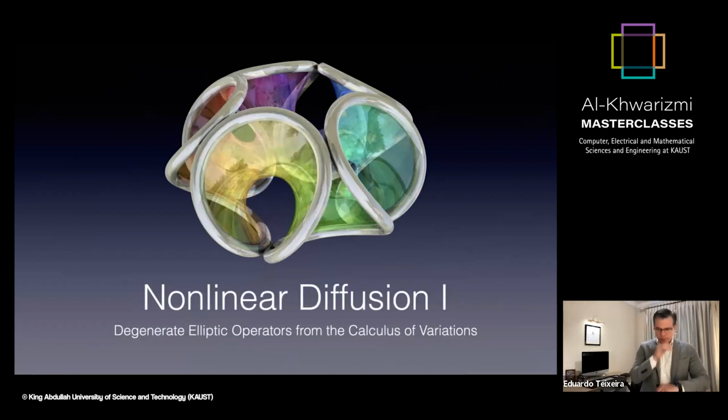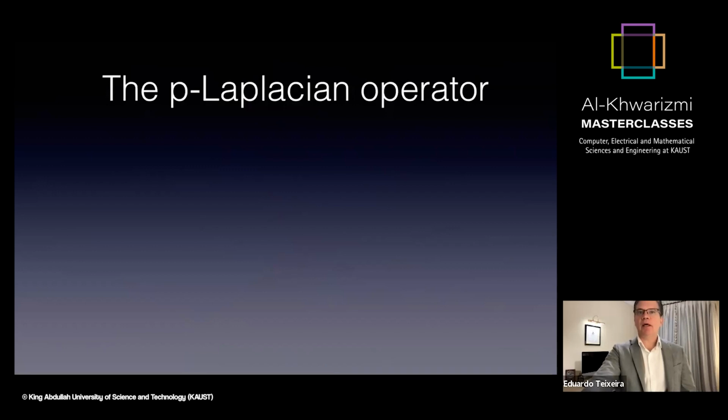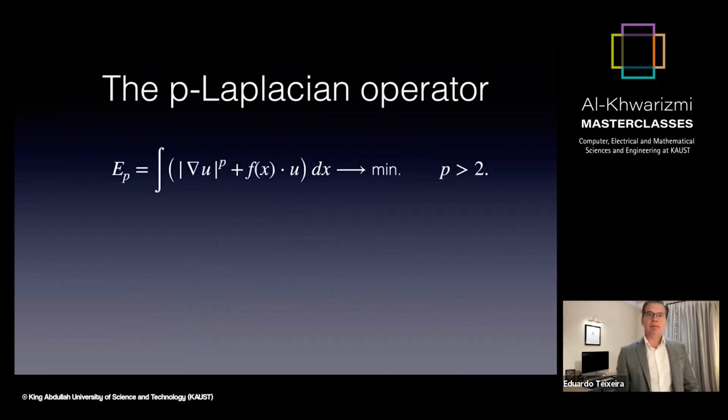Okay, so let me explain two models of nonlinear diffusion. The first one is one that appeared yesterday in Professor Urbano's talk, the P-Laplacian. Let me explain the P-Laplacian in a didactical fashion. The P-Laplacian appears in the calculus of variations. You minimize the P-Dirichlet integral. You may or may not have a forcing term f of x.